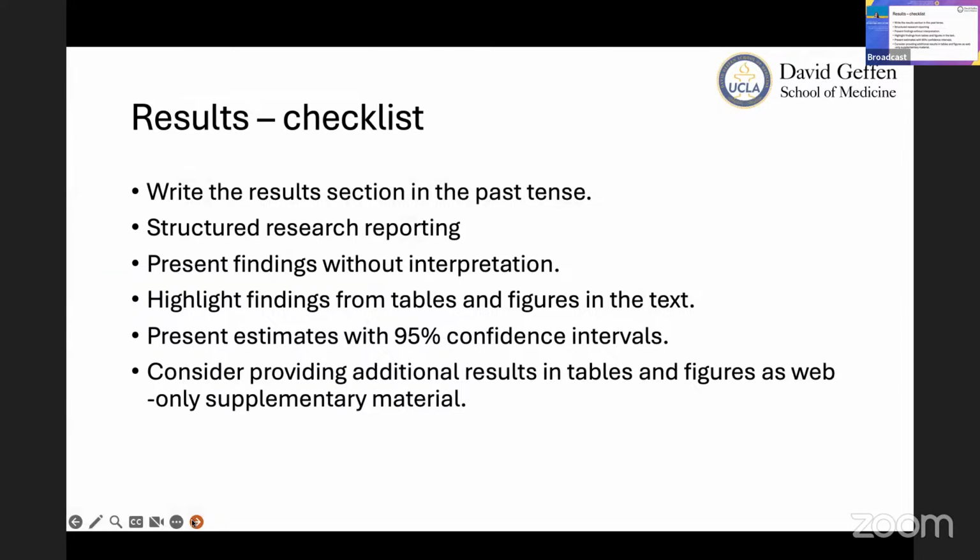So if we were to summarize the results part, write the results section in the past tense. That's really important. Structured reporting of the research is what the results should be. Present findings without interpretation. Don't make conclusions, because that's a separate portion. But make sure you highlight the findings from the tables and figures in the text, and present estimates with a 95% confidence interval. Consider providing additional results in the tables and figures as web supplementary materials. If there's too much to present and you don't have enough word count, you can always use the supplementary material to follow up.